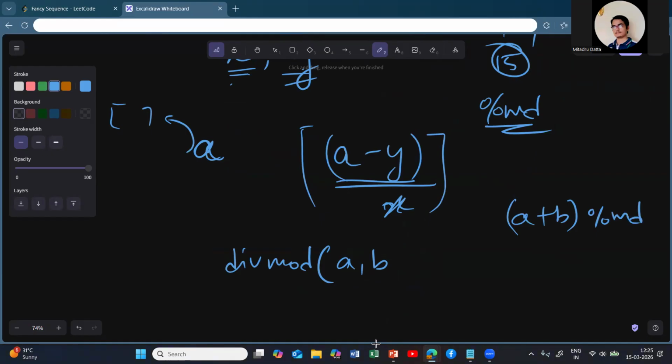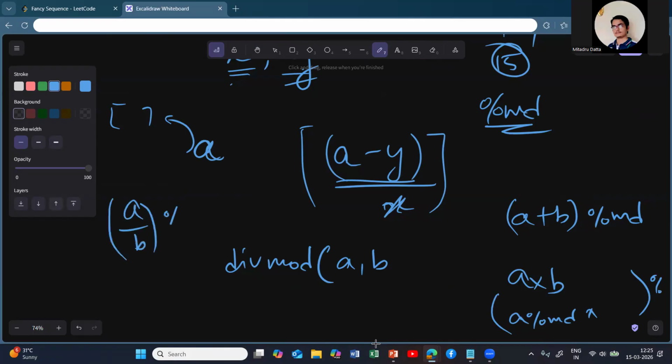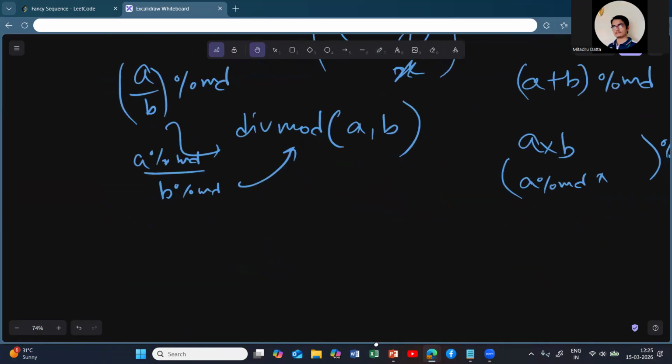You write a mod, b modulo mod, and then again the whole thing modulo mod, like this. Whenever you are multiplying, you can do mod separately. But for divide, you cannot perform a whole modulo. You cannot just write a modulo and b modulo. You need to write another function, div mod, that will do it. So we will talk about that.